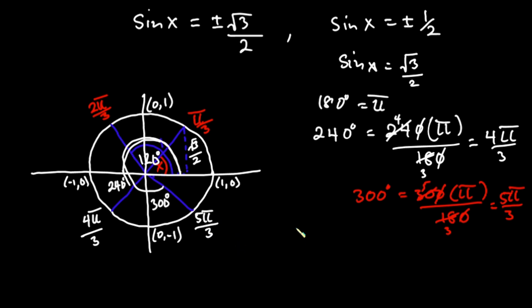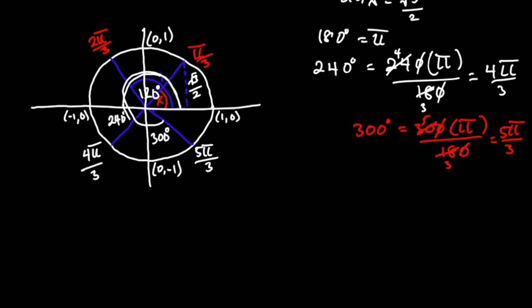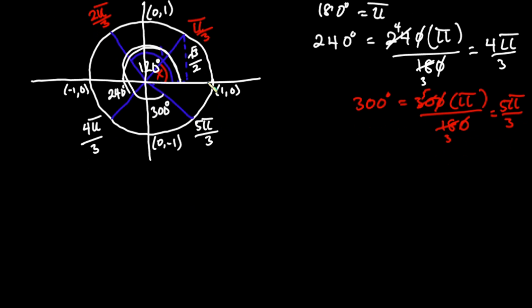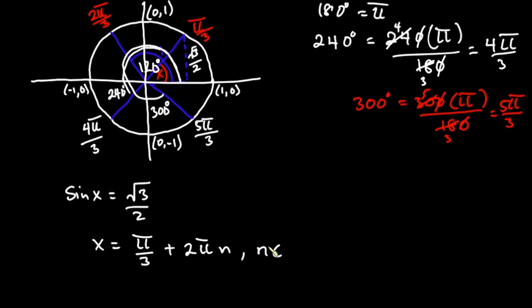And now we can find the values for x. One thing you should remember is that the semicircle on top of the x-axis is the positive part, and then the semicircle below the x-axis is the negative part. Therefore, to find x when sine x is equal to positive root 3 over 2, x is going to be, from here, pi over 3 plus 2 pi n, where n is an integer.